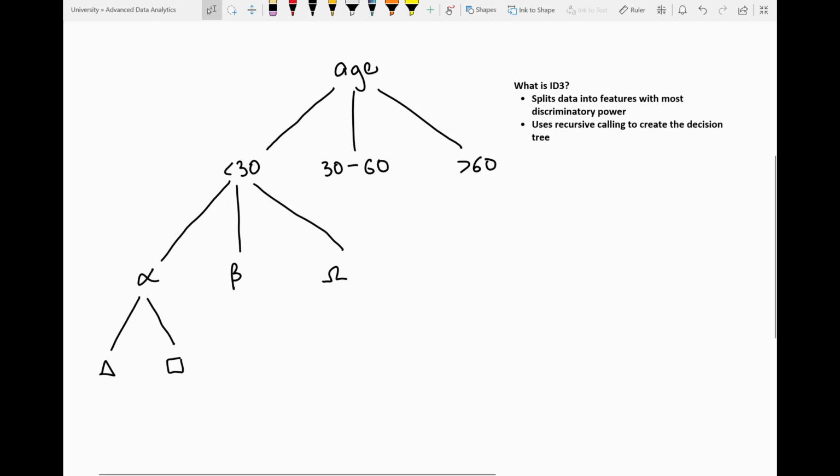The way that we do that is by selecting the features with the most discriminatory power and hierarchically ordering them from the most discriminatory power to the least. So in this example, the feature with the most discriminatory power is age, so age is selected as our highest point. We've then split age into three different categories: less than 30, 30 to 60, greater than 60.